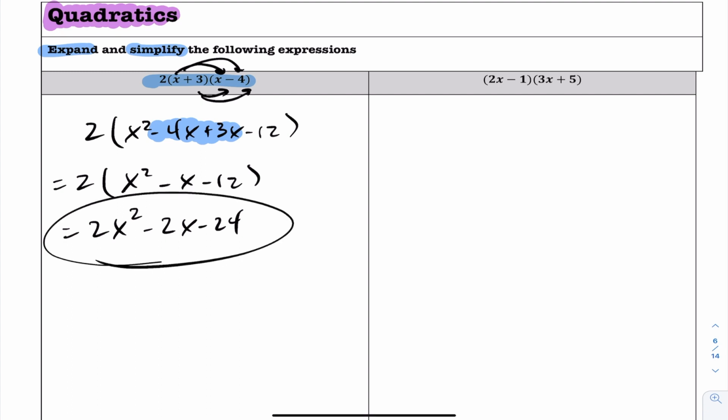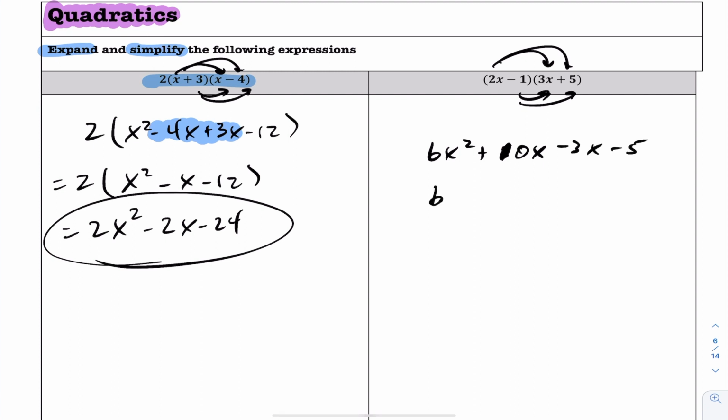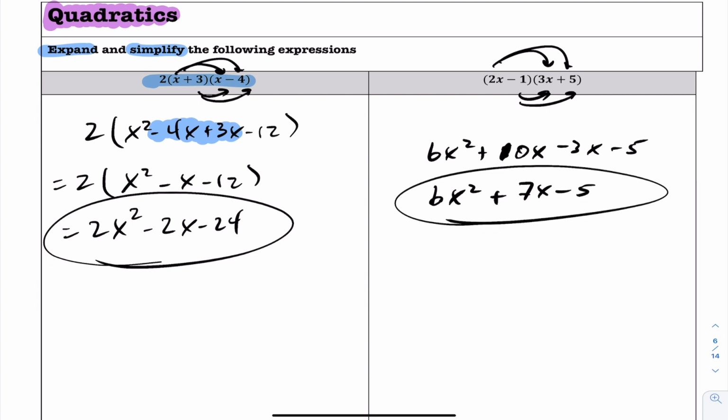That's expanded and simplified. Let's do the same with this one here. Same idea, expand this out, and we end up getting 6x squared plus 10x minus 3x minus 5. Collecting like terms, I get 6x squared plus 7x minus 5. Okay, let's try some more.